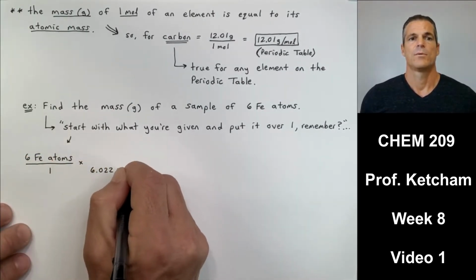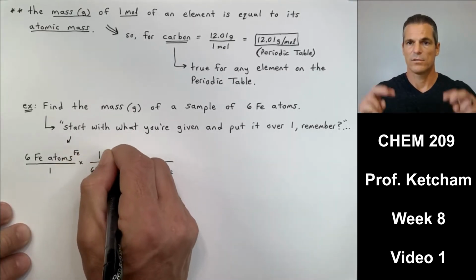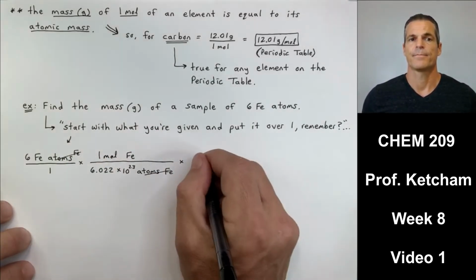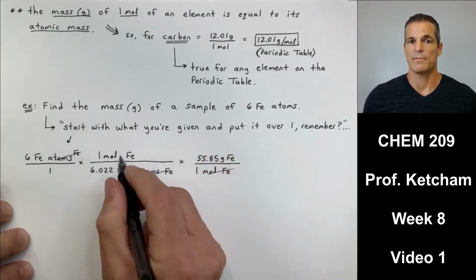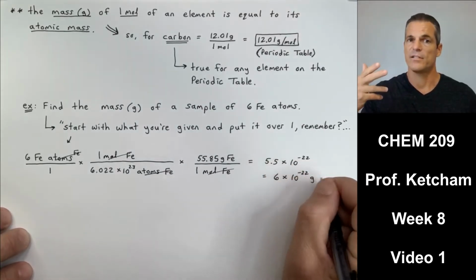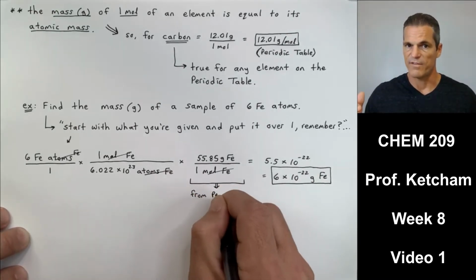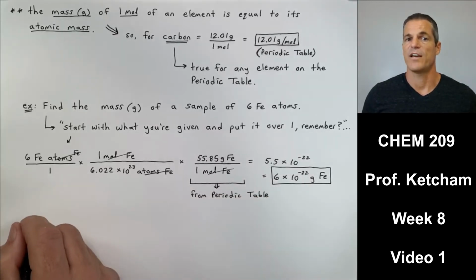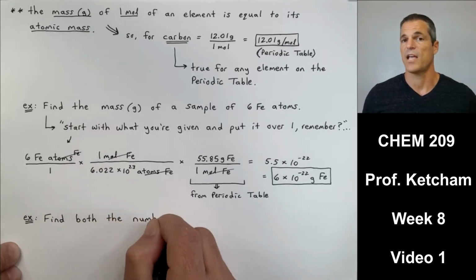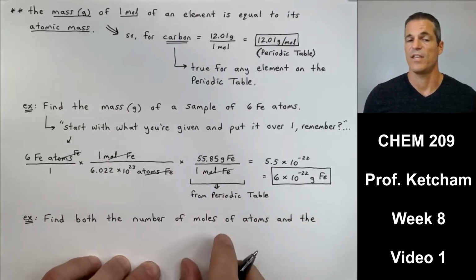Very, very small. Well, just like we learned in dimensional analysis way back in weeks 1 and 2, start with what you're given and put it over 1, remember? So we have 6 iron atoms. And for every 6.022 times 10 to the 23rd atoms of Fe on the bottom, that's 1 mole of Fe. We don't want our answer in moles of Fe, so we have one more step, and that is to cancel moles. So for every 1 mole of Fe, that weighs on the periodic table 55.85 grams. Units cancel, and we're left with 5.5 times 10 to the minus 22nd, using sig figs, 6 times 10 to the minus 22nd grams of Fe.